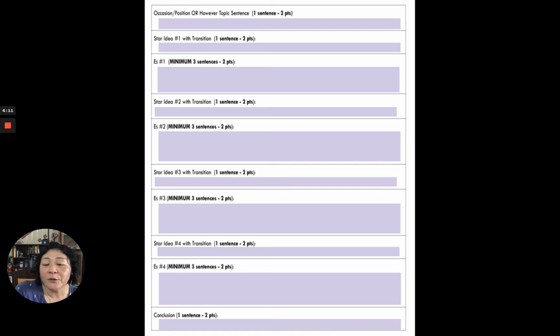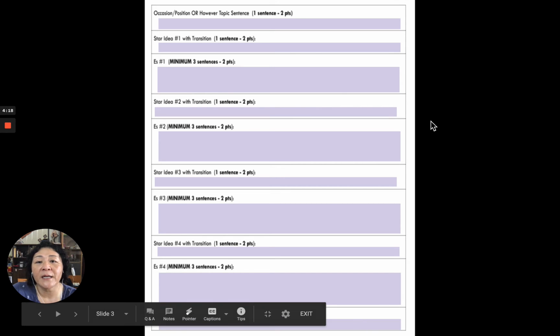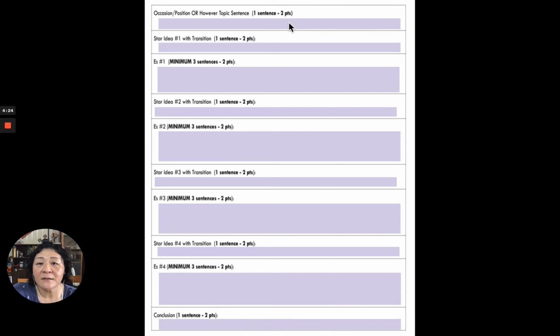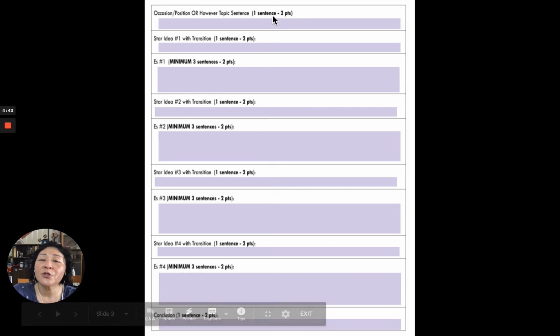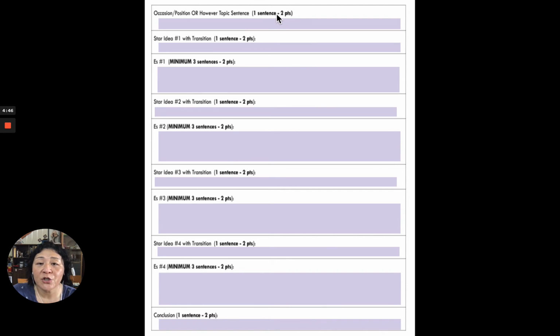This next page should look familiar, because this is what we did in quarter one in the step up to writing. On this page, you are going to type out your topic sentence, your star idea with transition, your E's, and then your second star idea and the E's, and the third star idea and the E's, and the fourth star idea and the E's, and your conclusion. If you notice here in parentheses, it tells you the minimum number of sentences for each part. So your topic sentence just needs to be 1 sentence and it's 2 points.